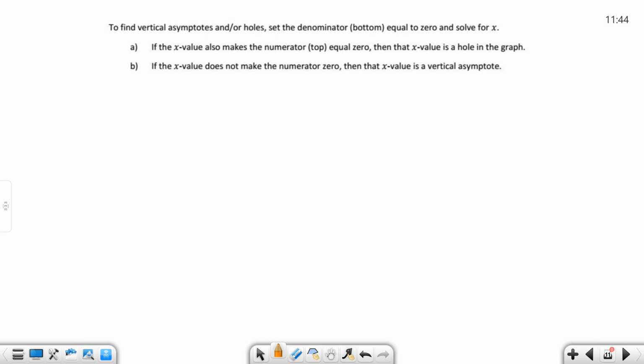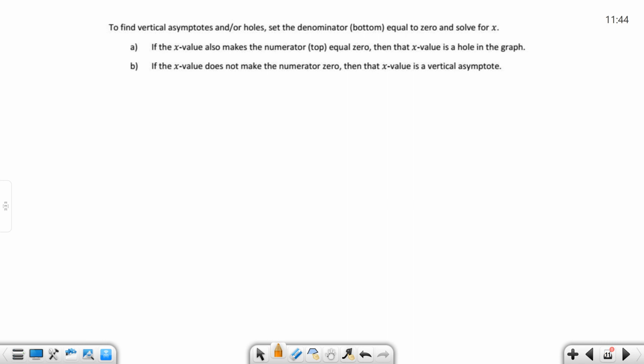If you find something that makes the denominator, the bottom, zero, then one of two things has to happen. It also makes the top, the numerator, zero, or it doesn't. There is no other option. It can't make it something else. It's either zero or not zero. So then if the x value does not make the numerator zero, then the x value is a vertical asymptote.